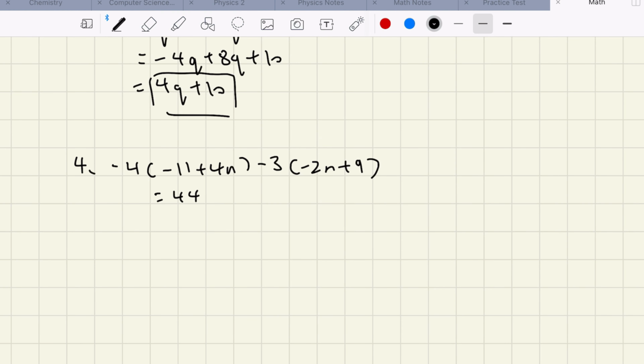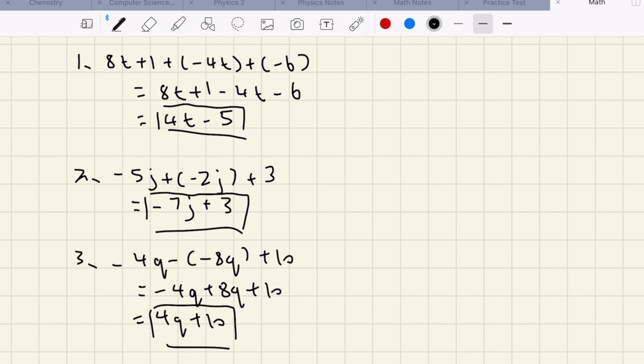Negative 4 times 4n is negative 16n, minus 16n. Minus negative 3 times negative 2n is positive, so it's plus 6n, and minus 27. So that will simplify down to 44 minus 27, which is 17. Negative 16n plus 6n is negative 10n. So you get 17 minus 10n. Notice how you have to do multiple steps here. First, you have to distribute the negative or the positive number in front of the parentheses, and then you have to combine the like terms that have negative coefficients, which is what we did just now.